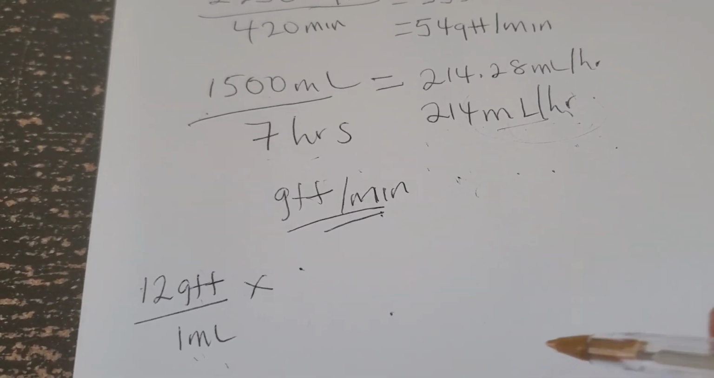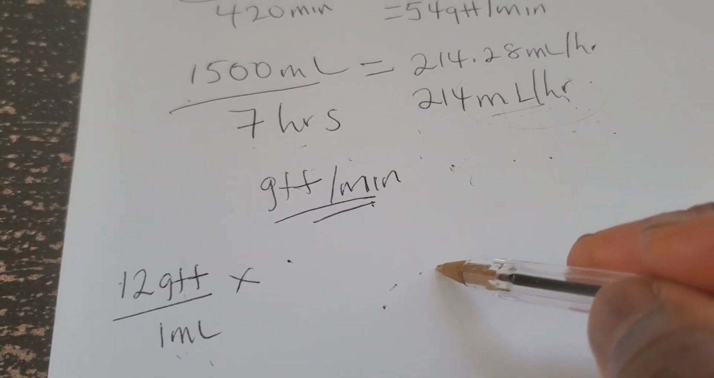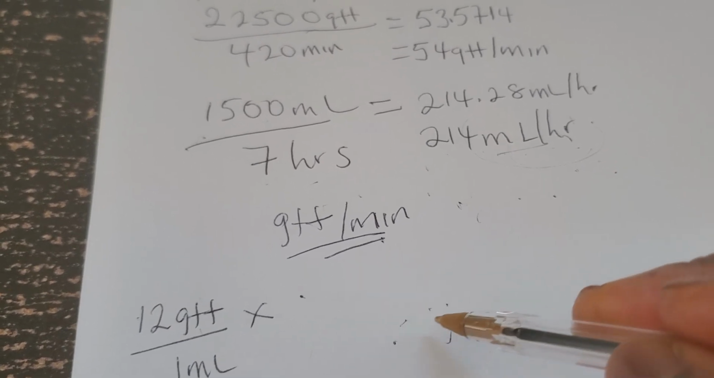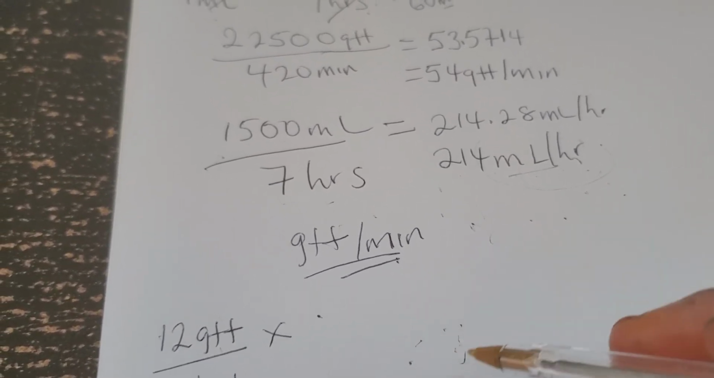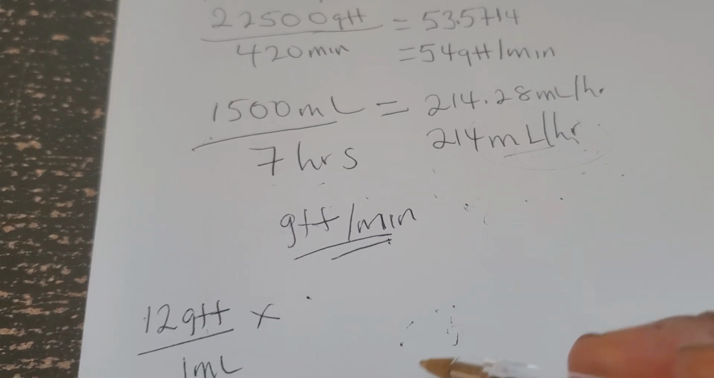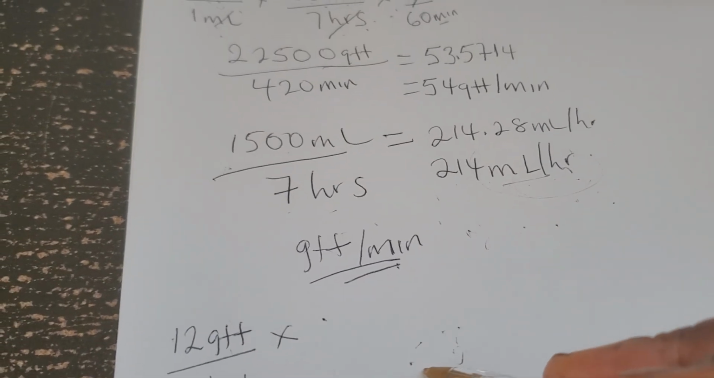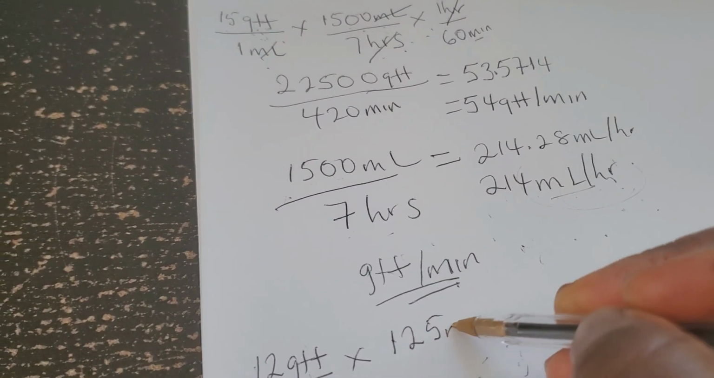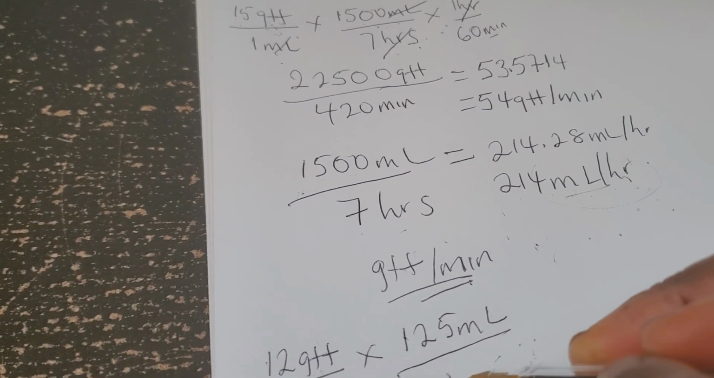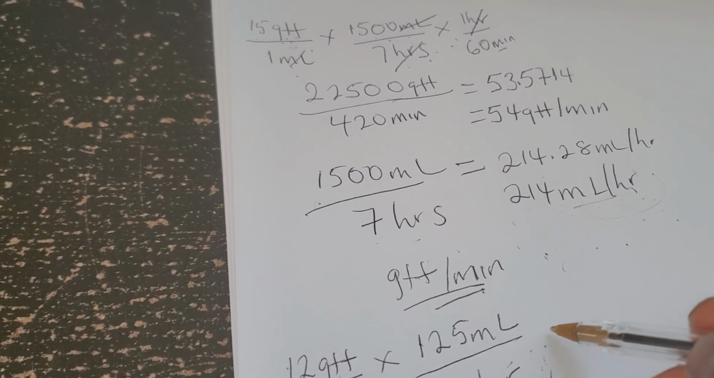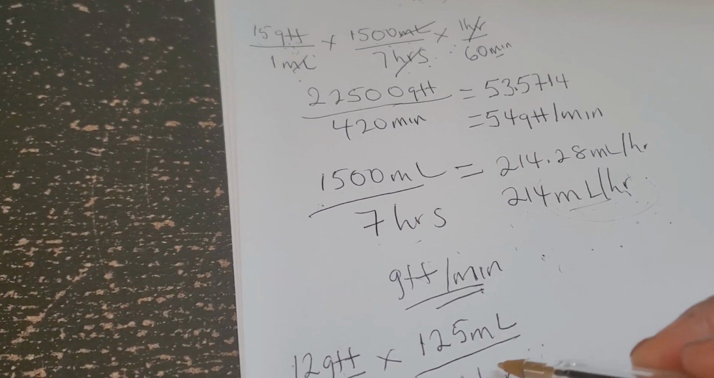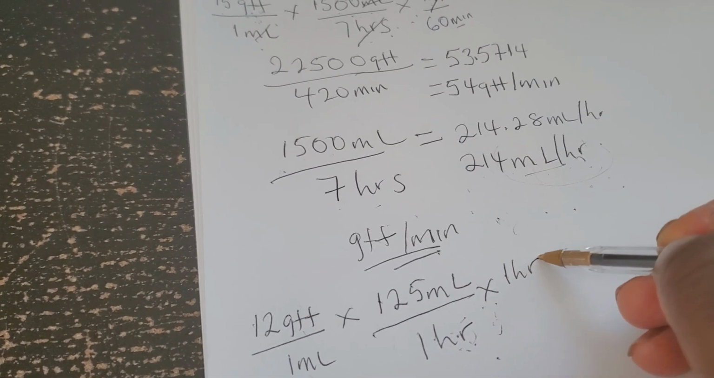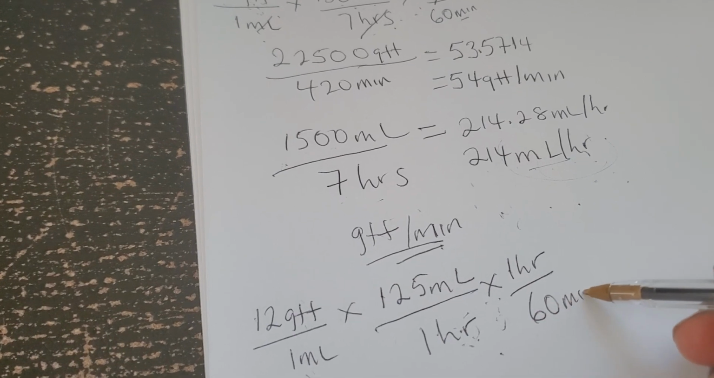Okay, the 1200 that is given, they've already given you the rate that is going to get a total of 1200 ml. So don't let that confuse your mind. So we go for the rate, which is 125 ml over 1 hour. We want it in minutes, so we have to convert this hour. So it's going to be 1 hour over 60 minutes.